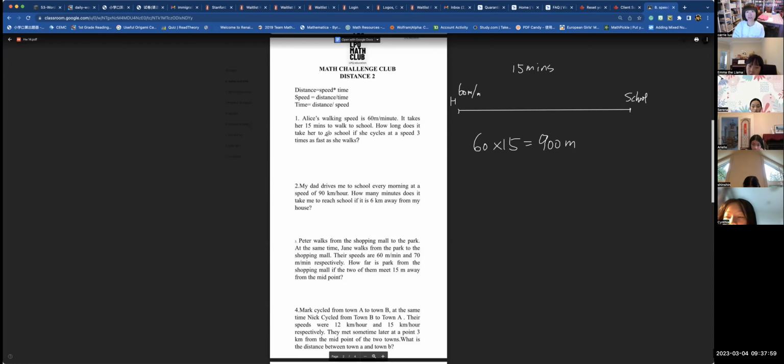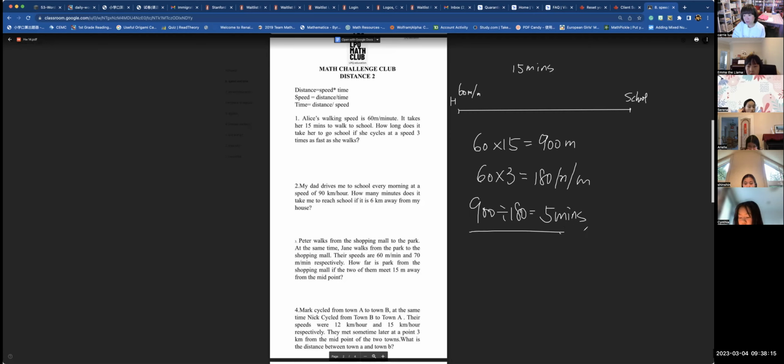And how long does it take her to go to school if she cycles at 3 times her walking speed? So 60 times 3 equals 180 meters per minute. So 900 divided by 180 equals 5 minutes. Okay, so that is the regular working way. Based on that, it takes about 2 minutes after you read the question and do the graphs and everything, right? So now I'm going to introduce one thing, okay?